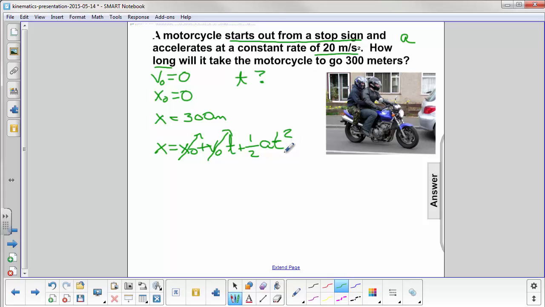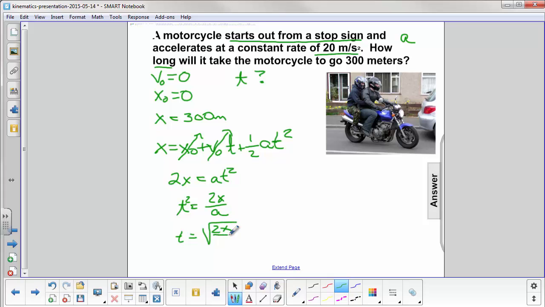Now we want to find time. So I have to isolate the t. First I'll multiply x by 2, and I'll multiply the right side by 2, and I now have at squared. T still isn't by itself, so we'll divide through by a, and I'll go ahead and put t squared on the left side because that's a variable we're solving for. And you have 2x over a. One last step, take the square root of both sides.